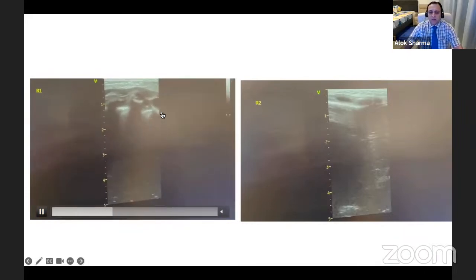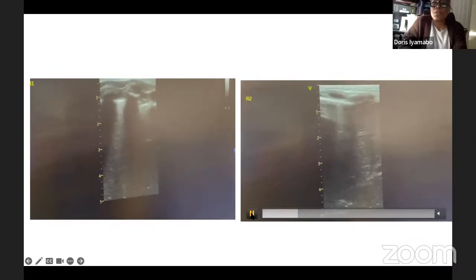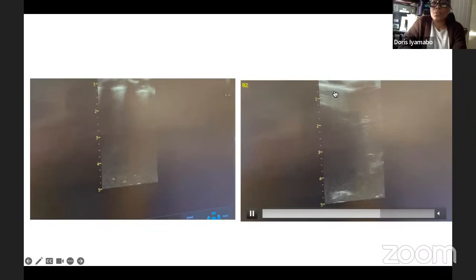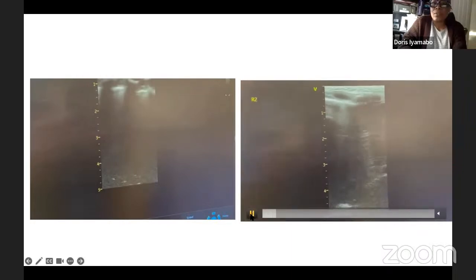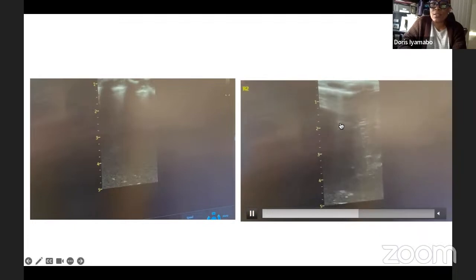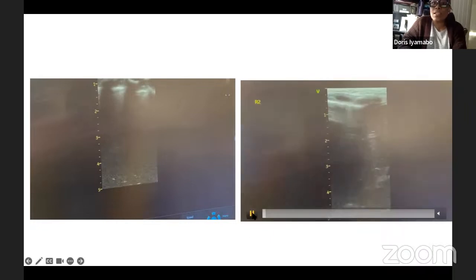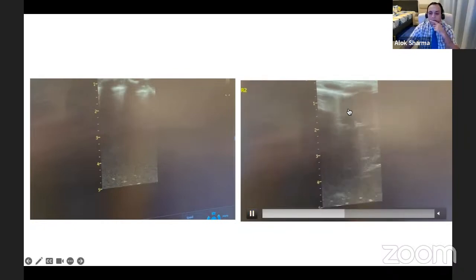So we can go to your R2 image. So this is the R2 image. We can see the pleura here too. It looks regular and smooth compared to the previous image. And we can appreciate B-lines, especially in this field, and I can see some A-lines also, and there is pleural sliding. Yep, very nice.